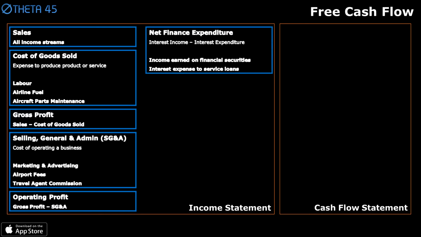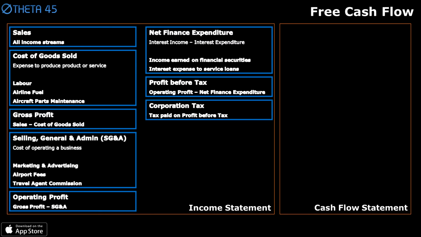A large company runs on debt and will have to pay interest expense every year. A company with spare cash, or a company that has to hedge against expenses that fluctuate in price, may also have to invest in financial securities that earn interest every year. This net finance expenditure is deducted from the operational profit to calculate the profit before tax. A company then has to pay the prevailing corporation tax in the jurisdiction in which it is registered. Deducting that gives us the company's net income.